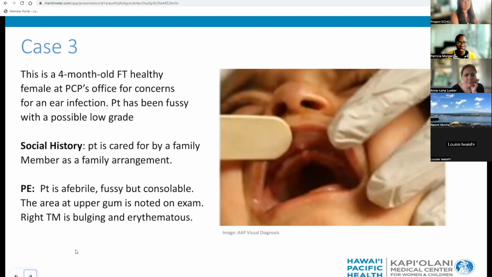The patient is afebrile, fussy but consolable, and you notice, and I apologize for the not so great quality of this image, I tried and tried and tried, but the area at the upper gum next to the speculum there is noted on your exam. Also of note, the right TM is bulging and erythematous.